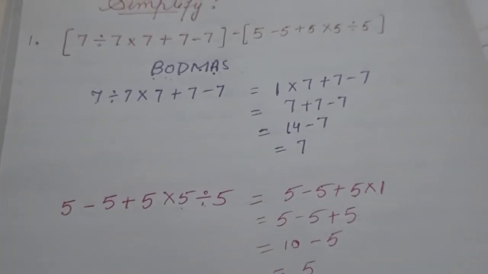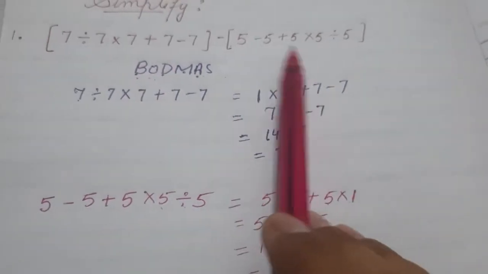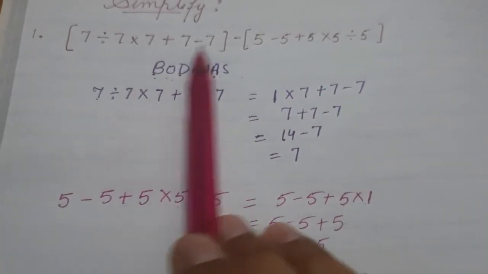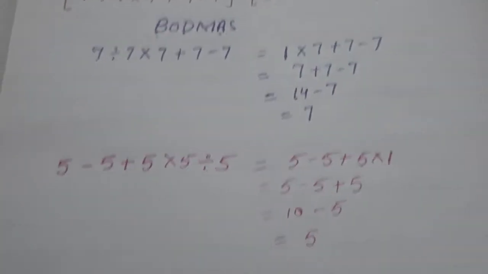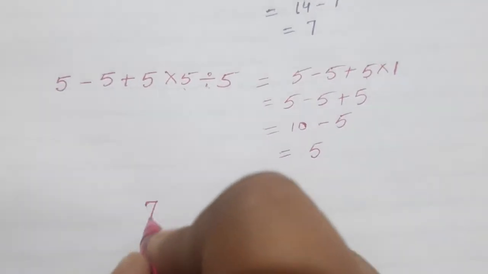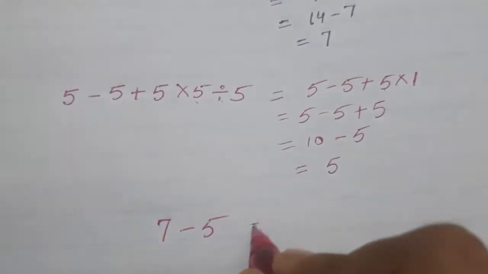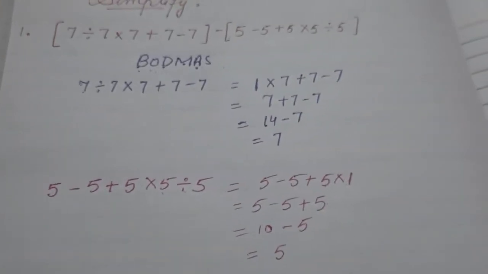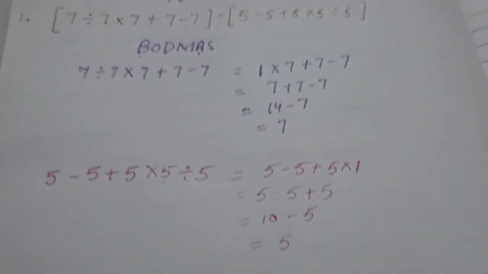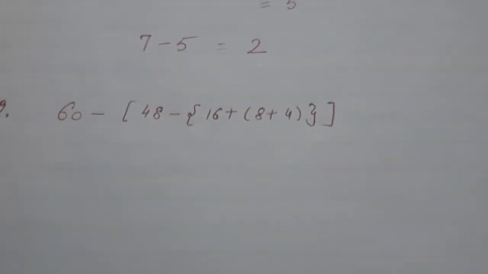So we have solved both the brackets here. This comes out to be 7 minus this comes out to be 5 here. Let us put the values over here. So we get 7 minus 5, that is equal to 2. I hope you understand this simplification of this question. Let us do one more here.